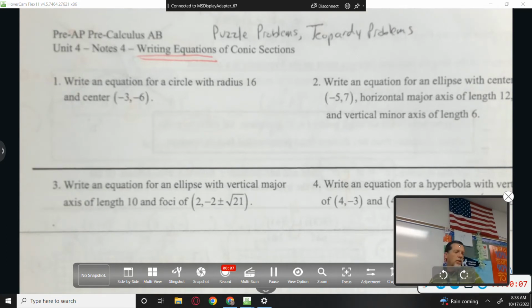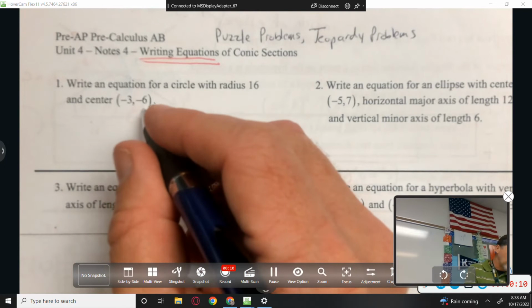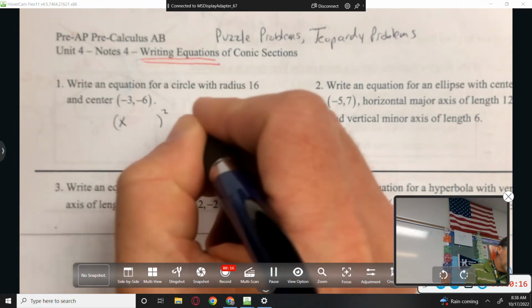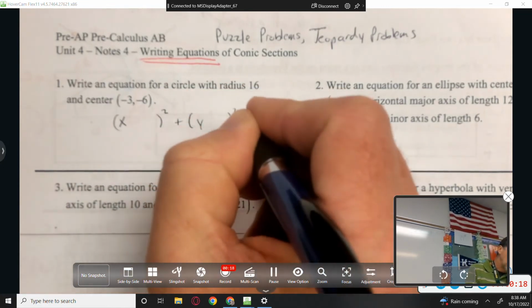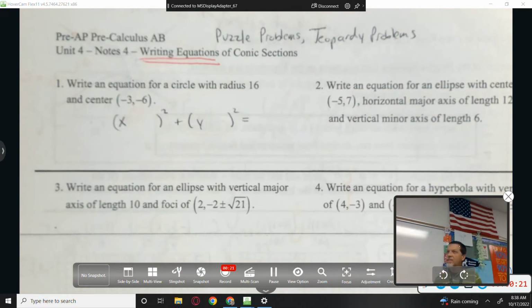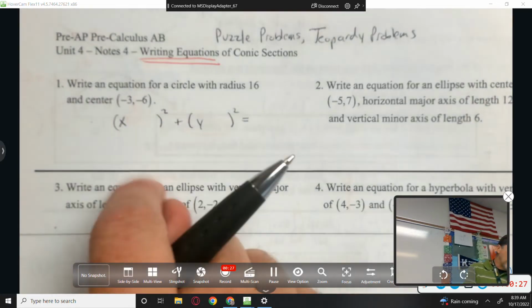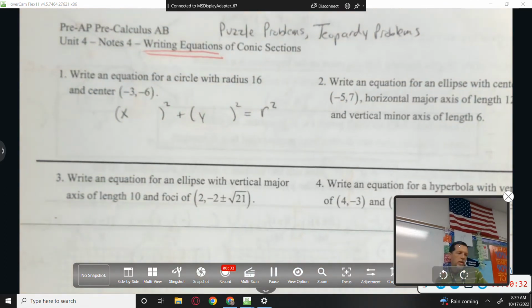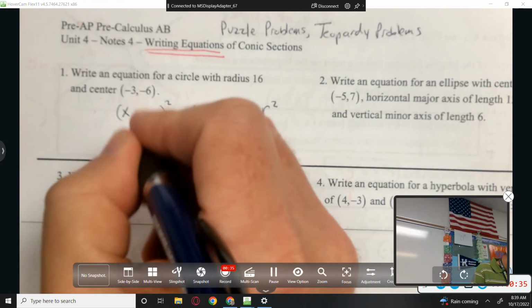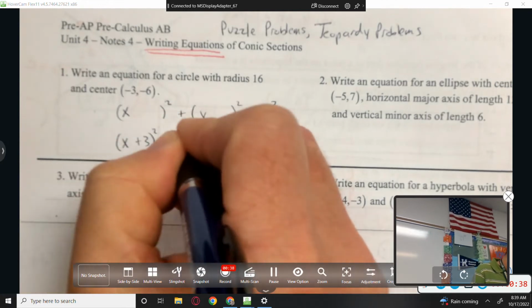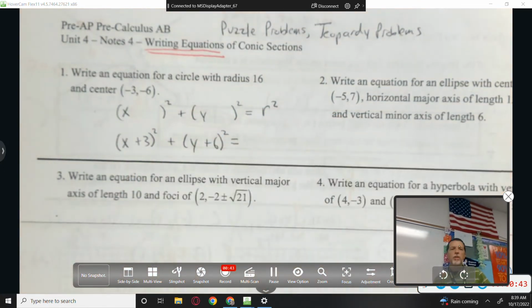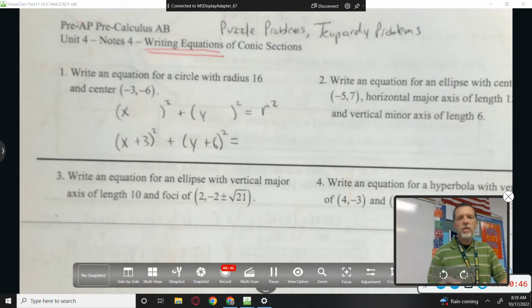Write an equation for a circle with radius 16 and center -3, -6. Circle, that's way back, but it's kind of like an ellipse. It's a plus. That's what makes it kind of like an ellipse. And then on the other side, it equals r squared. So let's see, x plus 3 squared plus y plus 6 squared equals, so what goes on the right hand side of this equation?